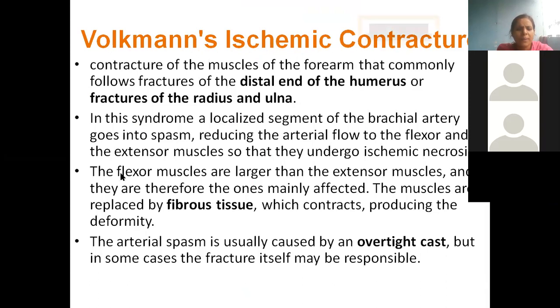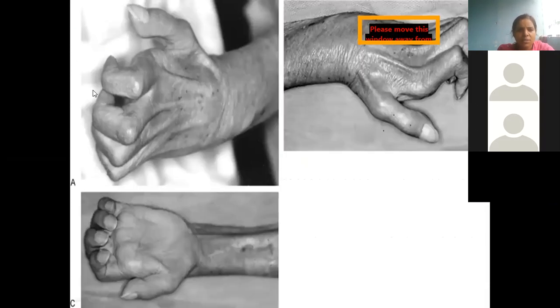Volkmann's ischemic contracture is a condition. Suppose there is any blockage of the artery, then the muscles will not receive proper blood supply. That will lead to a condition called Volkmann's ischemic contracture. It will be like this.